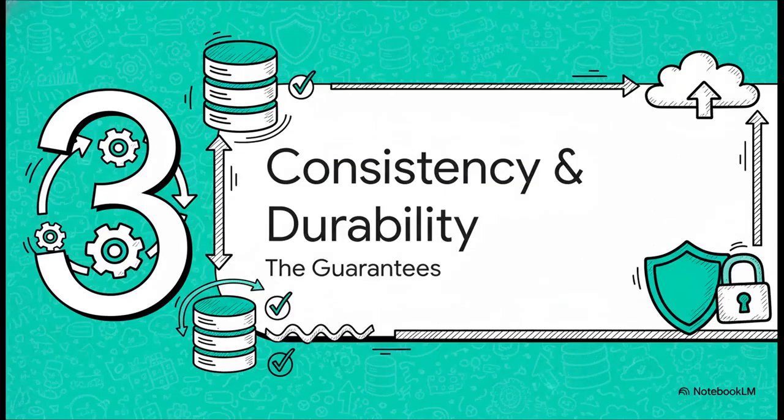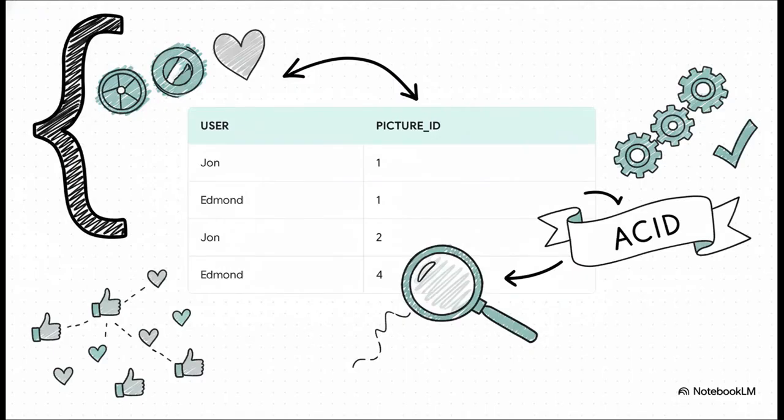All right, on to our final two letters, C for consistency and D for durability. So, if atomicity is about the transaction succeeding or failing as one piece, and isolation is about transactions not messing with each other, then consistency and durability are all about protecting the integrity of the data itself. Let's talk consistency first. All this means is that any transaction has to take the database from one valid state to another. It always has to follow the rules.